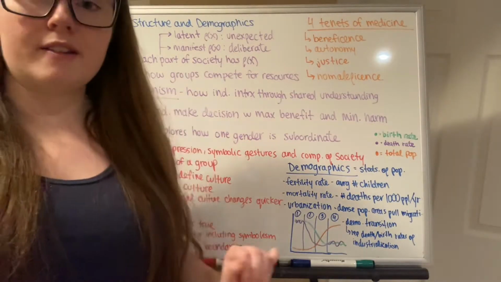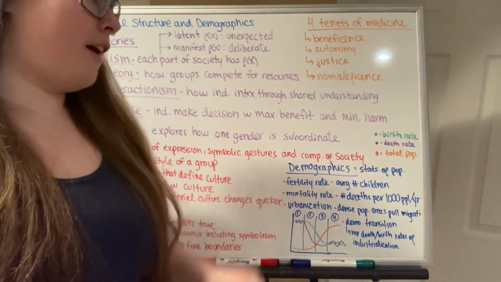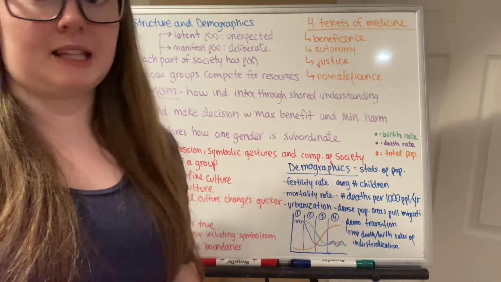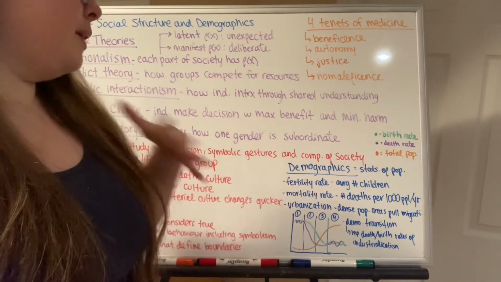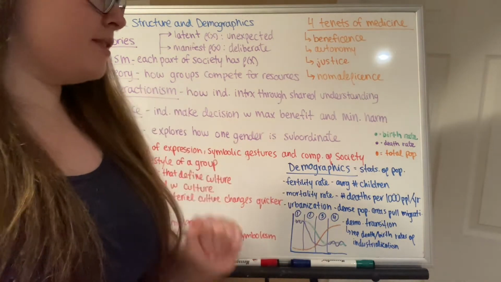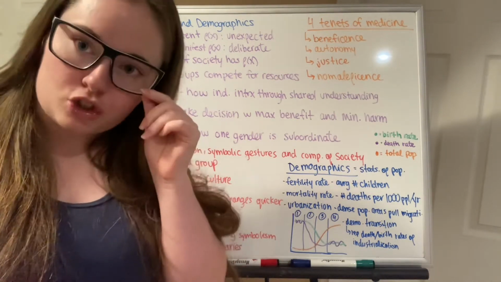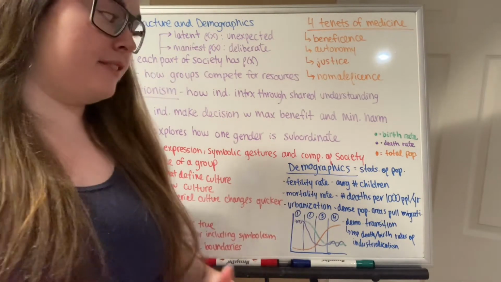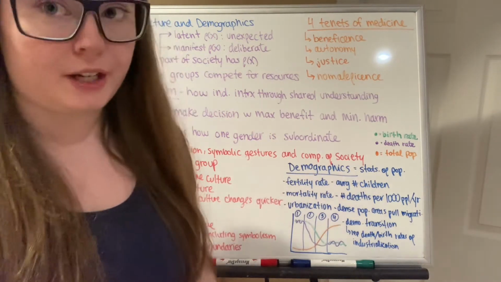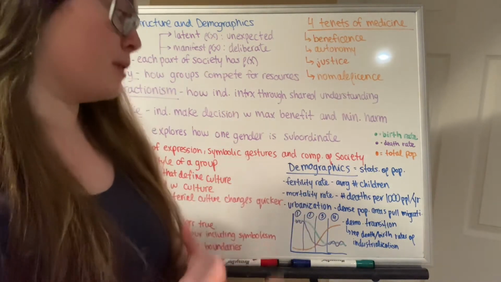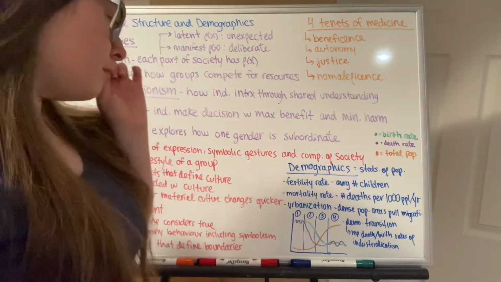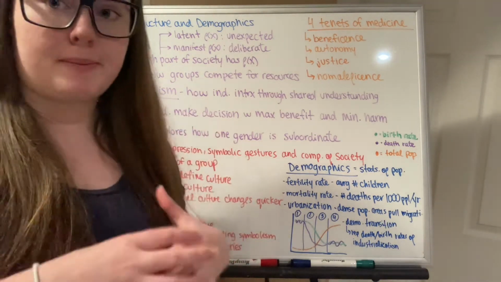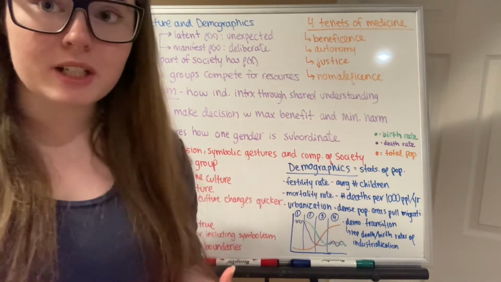So the last part of this chapter deals with demographics, and demographics is basically just the statistics of a population: birth rate, death rates, populations, mortality, things like that. Fertility rate is the average number of children that a woman has in her lifetime. Mortality rate is the number of deaths per 1,000 people per year, and birth rate is the number of births per 1,000 people per year. And then you have urbanization, which is when a densely populated area has a pull for migration, okay?